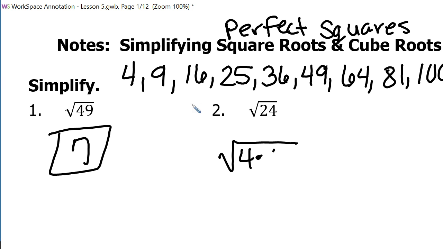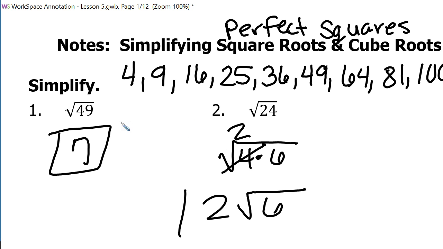Because what is 4 times 6? 24. Now I'm going to mark out the 4 because what's the square root of 4? 2. And so when I simplify that, after you take the square root, it comes out. So the 2 comes out front, and what's left on the inside? 6. So you did this back in Algebra 1. You did a little tiny bit of it in geometry as well, those of you who've had geometry. So 2 square root of 6 is the answer.